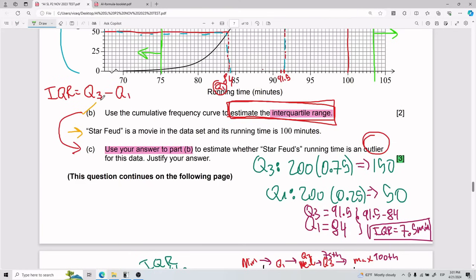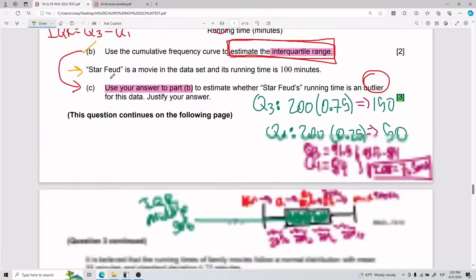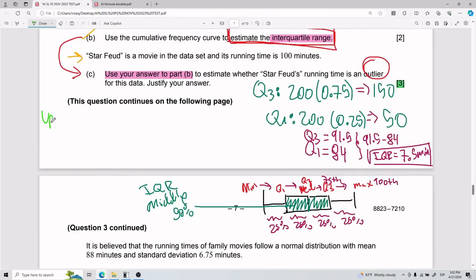See? And so here, notice how the running time is 100. There's more on the right side, so I only have to calculate the upper bound. I'm still going to show you how to do lower bound, but for now, let's only do upper bound. And so the equation for upper bound has to do with the interquartile range.